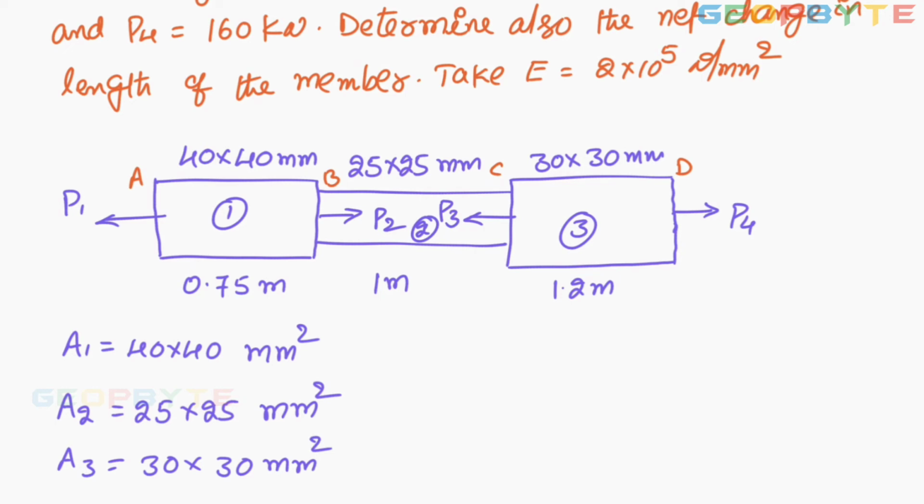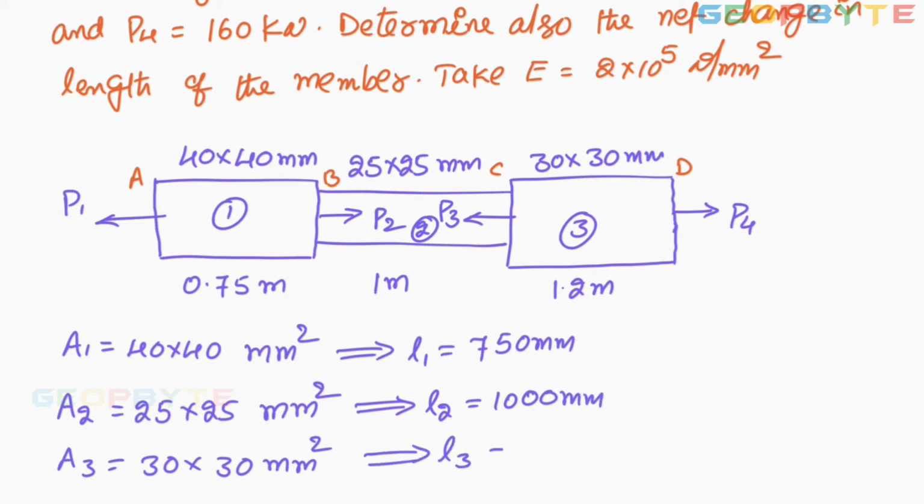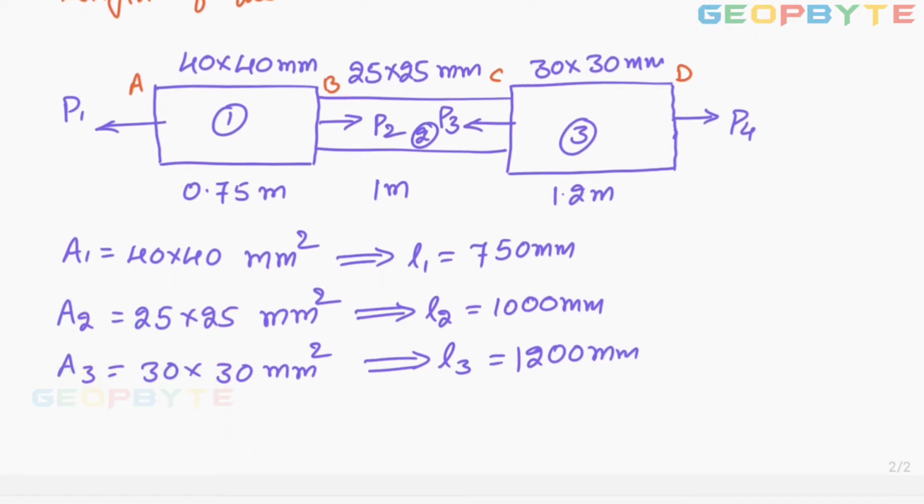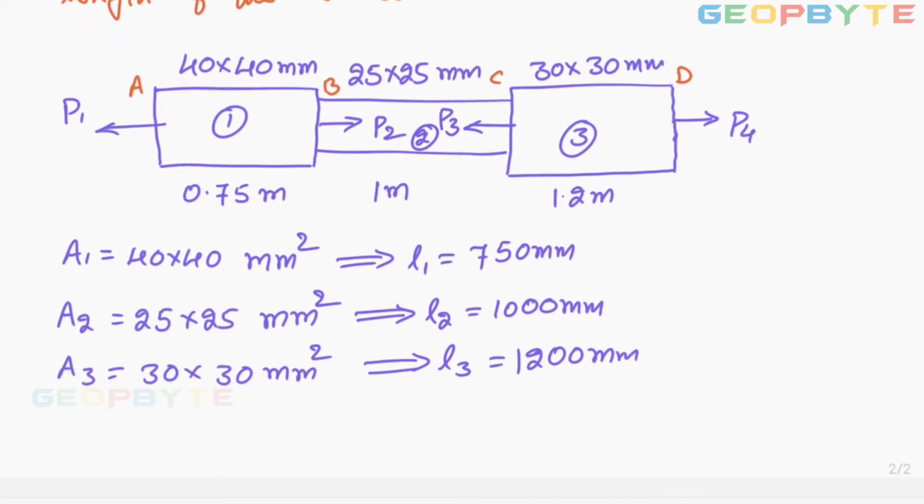The length for section 1 L1 equal to 0.75 meters equal to 750 mm. Length for section 2 is 1 meter, 1000 mm. Length for section 3 L3 equal to 1.2 meters. It is 1200 mm. Look at the loads: P1 given, P2 given, P4 given. P3 you are asked to find.